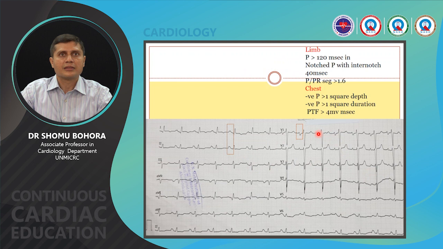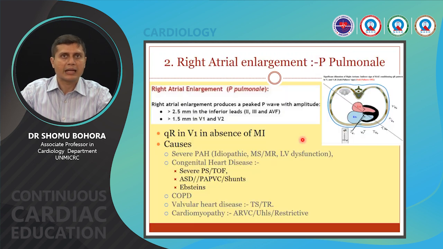You see here, this is specially for atrial enlargement. What we see in this P wave morphology is a P wave duration of more than 3 squares, that is 120 milliseconds. It is notched in between. If you see here, the notch is there, and the P to PR segment ratio is more than 1.6. Also in V1, what you see is a negative P wave which is more than 1 square depth and more than 1 square duration, and the P terminal force is 4 millivolt milliseconds.